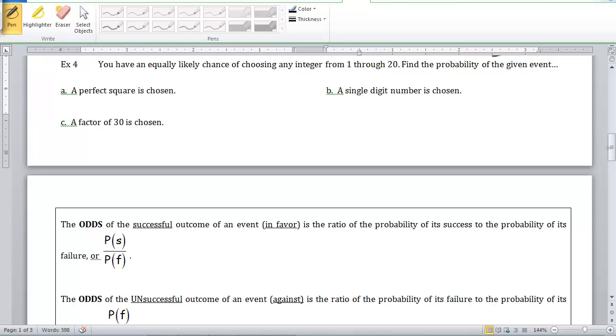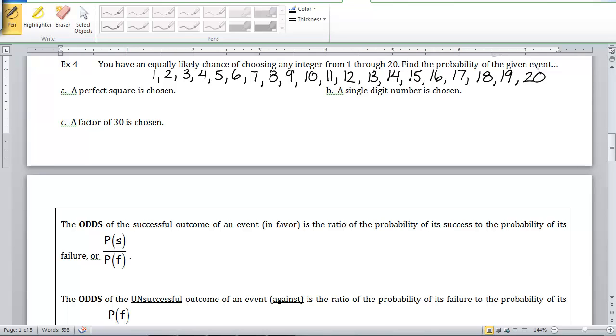In example 4, it says you have an equally likely chance of choosing an integer from 1 through 20. Find the probability of the given event. A lot of times with these, I like to start by actually looking at a list of the numbers 1 through 20 I have to include.